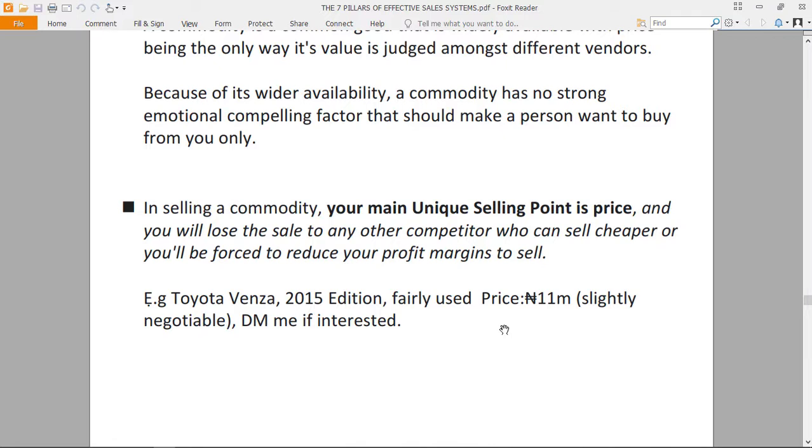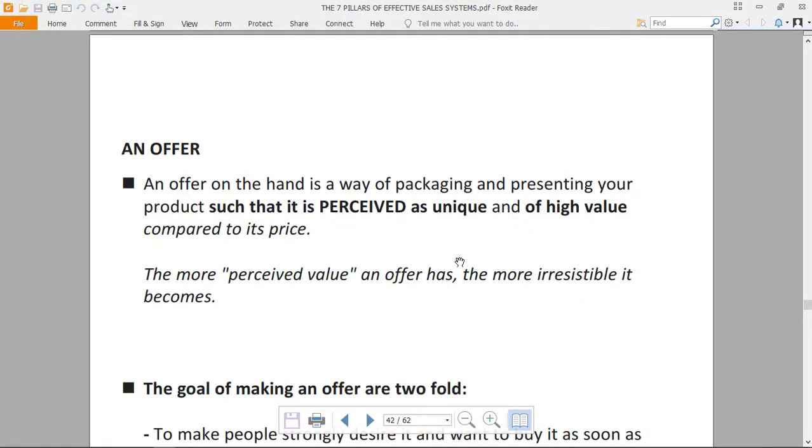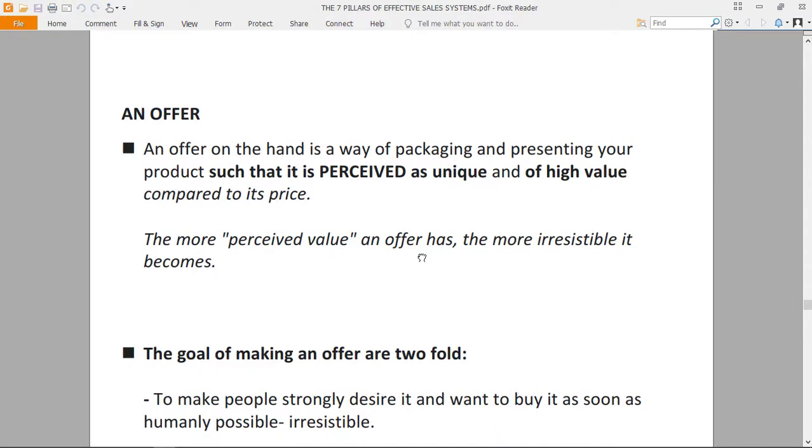Now, let's look at that strategy called an offer. An offer, instead of a commodity, is a way of packaging and presenting your product such that it is perceived as, A, unique, and B, of high value compared to its price. Remember, what we are trying to do in the case of a commodity and an offer is to make the value compelling. A commodity does it by reducing its price alone, and when people feel the price is not low enough, they will reduce it further.